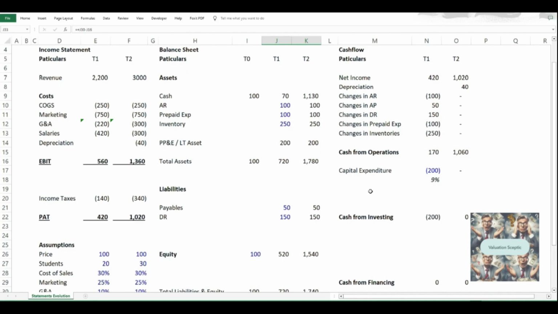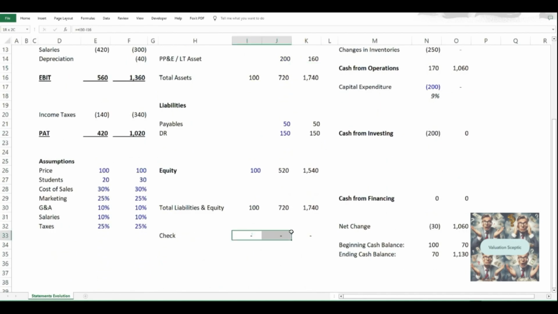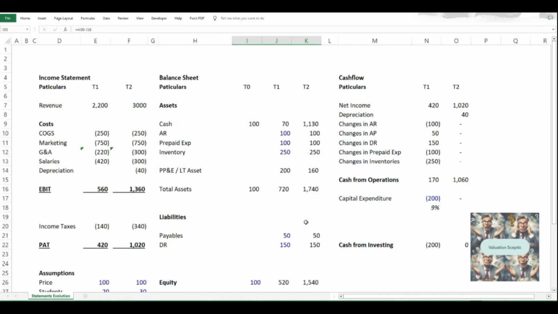And as we can see, there is a mismatch of 40, mainly because we need to remove the impact of depreciation. I'm using a minus sign over here, and this is how balance sheet balances.